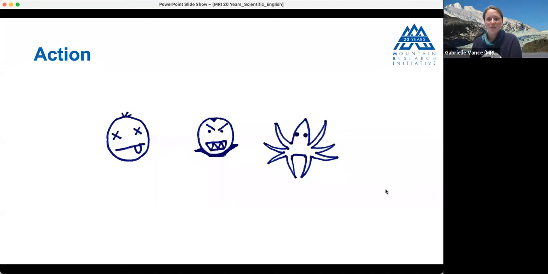So the first principle I'd like to share in alphabetical order is action. In addition to being a geologist and teaching English and editing English, I'm also a cartoonist, which you can see here. And on this slide, I wanted to illustrate some of the monsters that we as scientists do battle with in our attempts to communicate our science effectively in English.